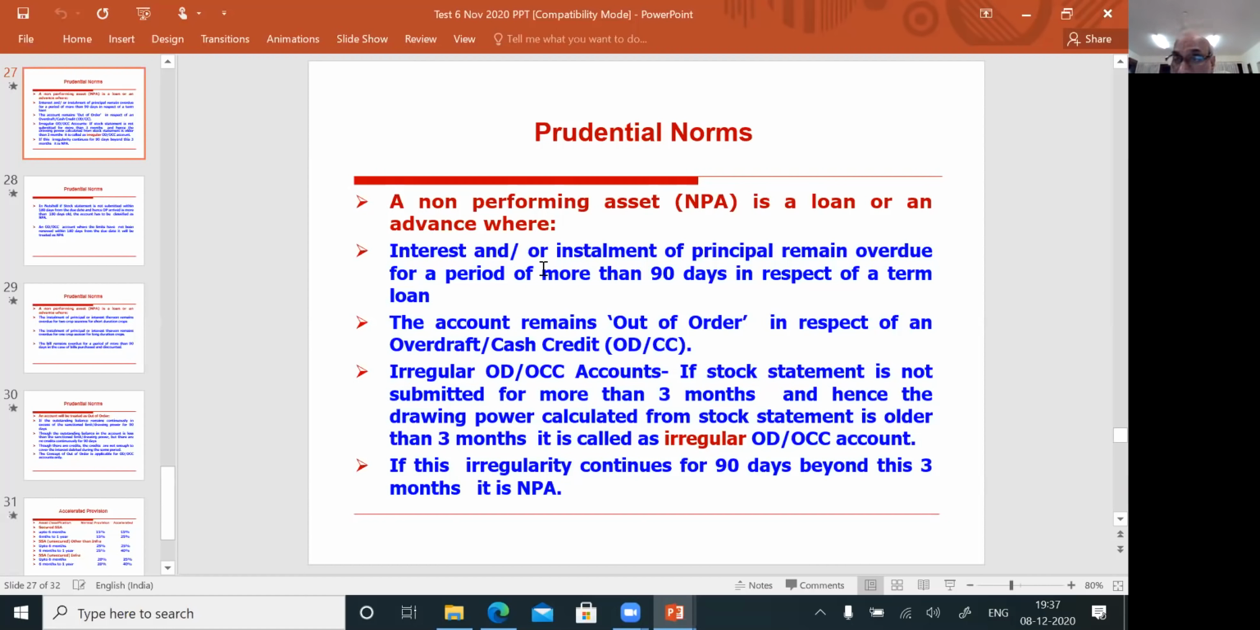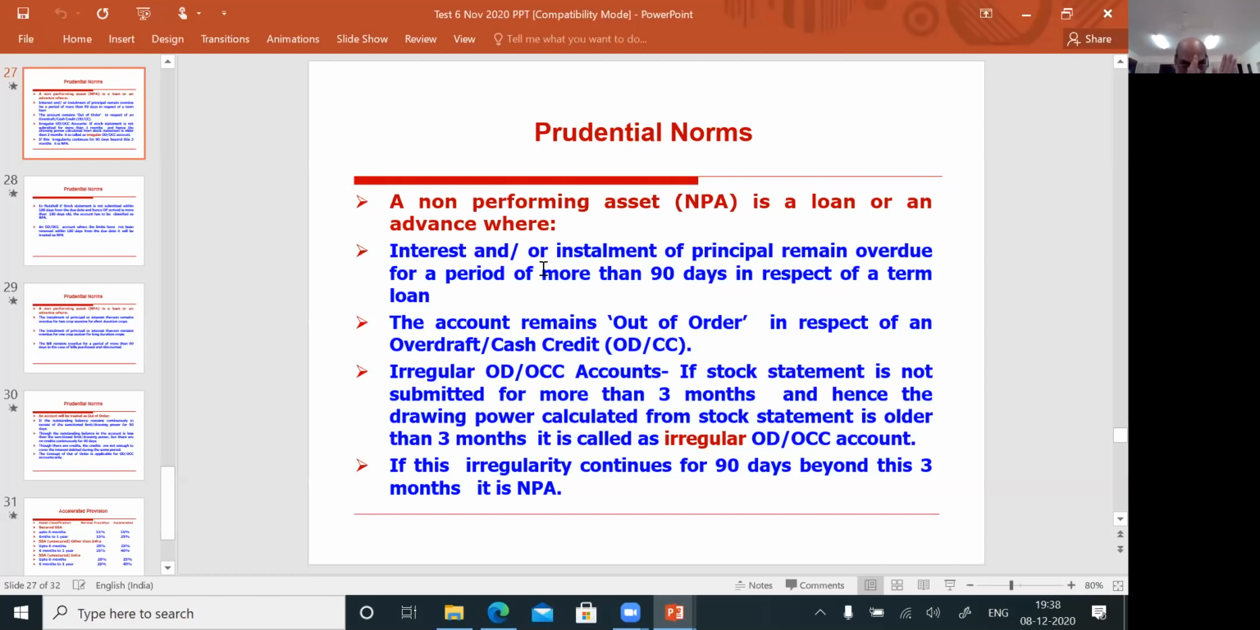Similarly, irregular OD/OCC will also be classified as NPA. What is an irregular OD/OCC? See, irregular OD/OCC accounts: the stock statement is not submitted for more than 3 months, and hence the drawing power calculated from the stock statement is more than 3 months old. That is called an irregular OD/OCC account.